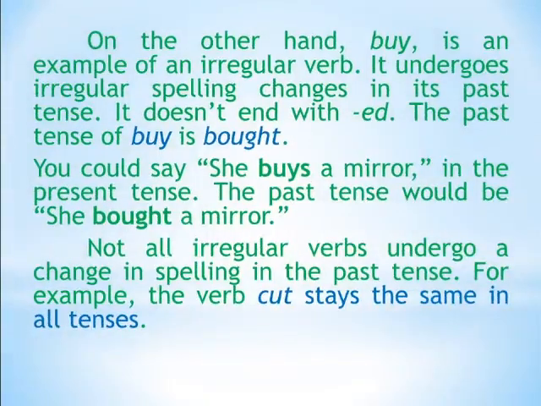For example, b-u-y. Buy is an example of an irregular verb. It undergoes irregular spelling changes in its past tense. What happens here? It does not end with ed. This verb does not end with ed. The past tense of buy is bought, not buyed. The past tense of buy is bought.